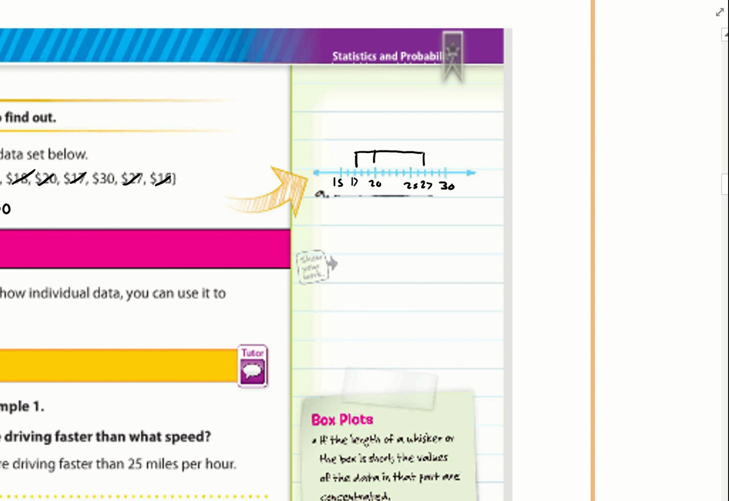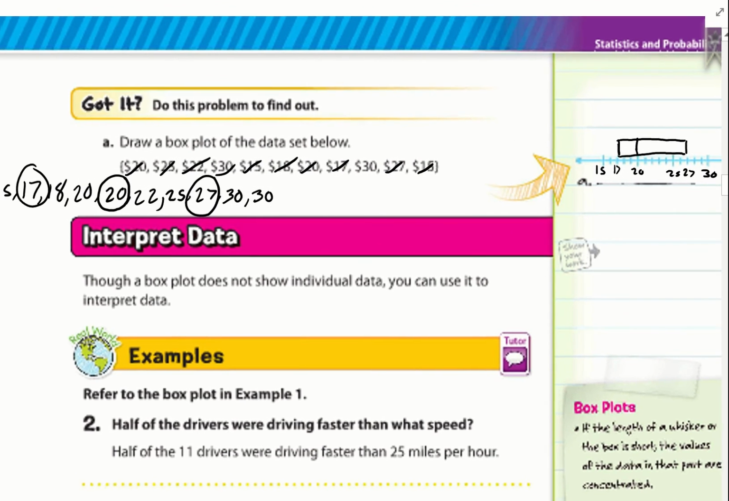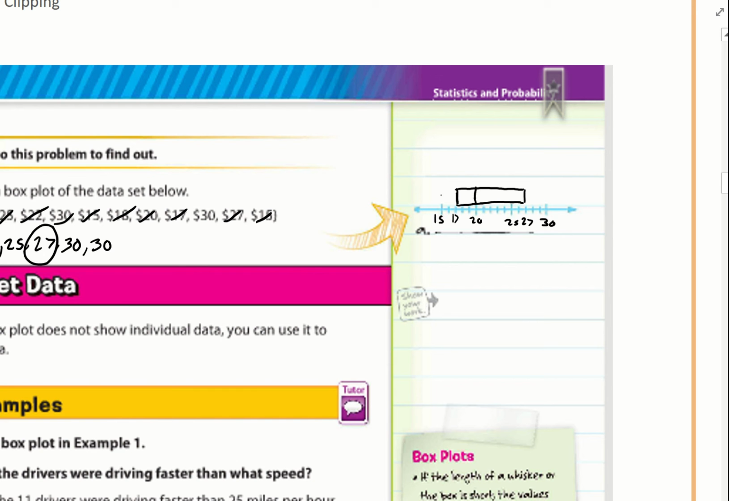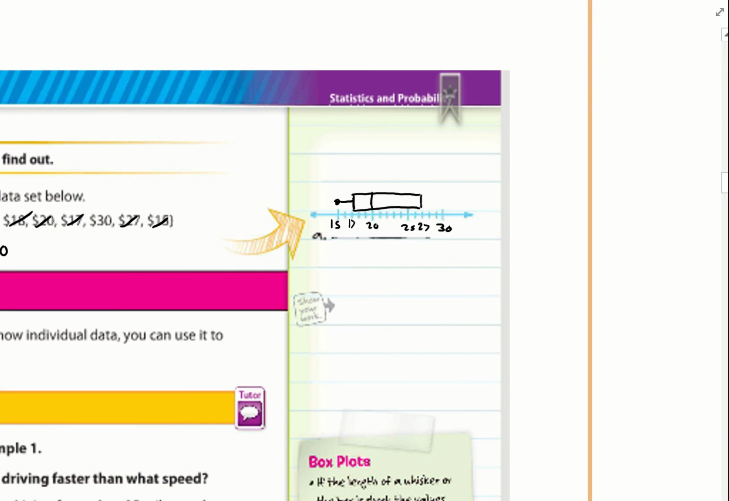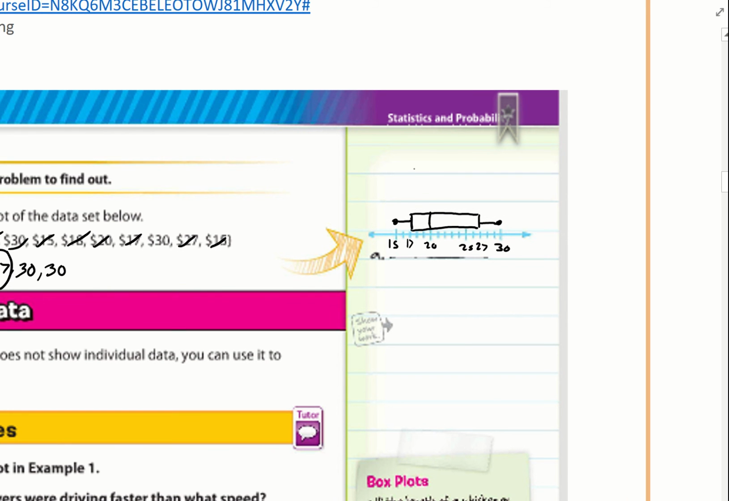So I'm going to draw my box plot, or my box, I should say. My lowest extreme is 15 and my upper extreme is 30. And that's how I have my box plot. So we have median here, Q3 here, Q1 here, my lower extreme there, and my upper extreme here.